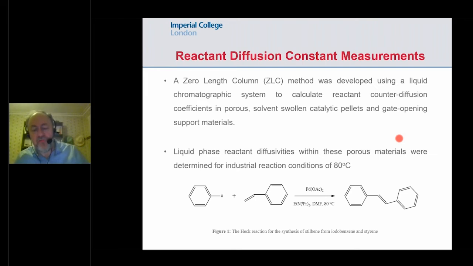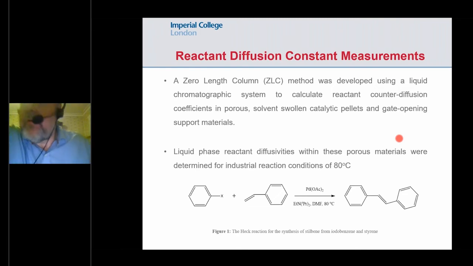used. So what we've done is we've done experiments with packed columns. Some of those columns have different sorts of standard adsorbents, and some of them have the catalysts that are used for this particular reaction. And we'll see what sort of information we can gather from that in a moment.